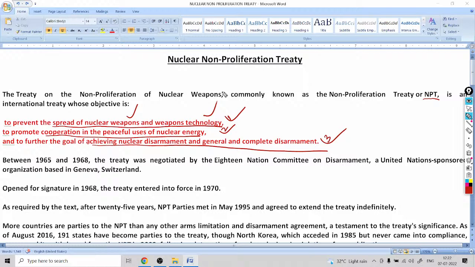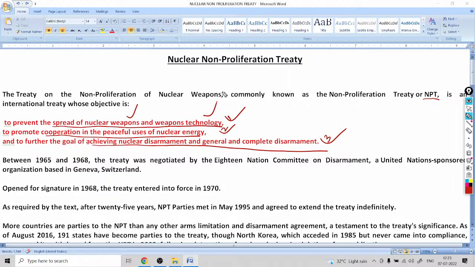Between 1965 and 1968, the treaty was negotiated by the 18 Nation Committee on Disarmament, a United Nations sponsored organization based in Geneva, Switzerland. So the United Nations sponsored conference on disarmament, held at Geneva in Switzerland, negotiated between 1965 and 68 to work out the modalities, the blueprint of this particular treaty.